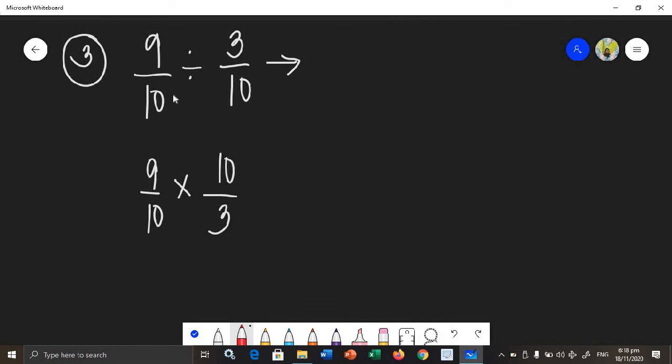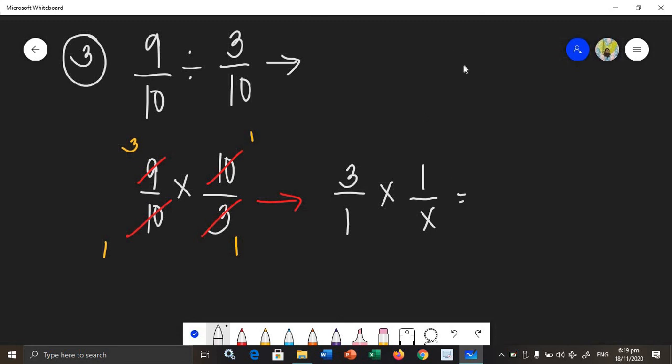And then we need to cancel out numbers with a common factor. So we can cancel out 9 and 3. Their common factor is 3, so 3 divided by 3, that is 1. 9 divided by 3, that is 3. And we can cancel out 10. The common factor is 10, so 10 divided by 10, 1. 10 divided by 10, 1. So the remaining numbers are 3 over 1 times 1 over 1.